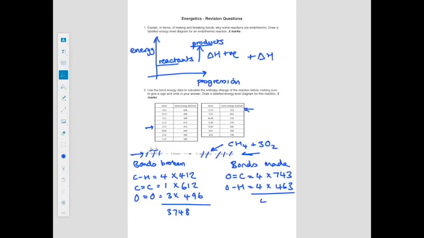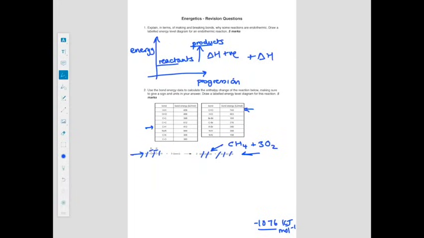And that gives us 4824. And then in order to work out this, you need to do 3748 take away 4824 to get minus 1076 kJ mol^-1. Be careful with your units. And that reaction is therefore exothermic because it's a minus.